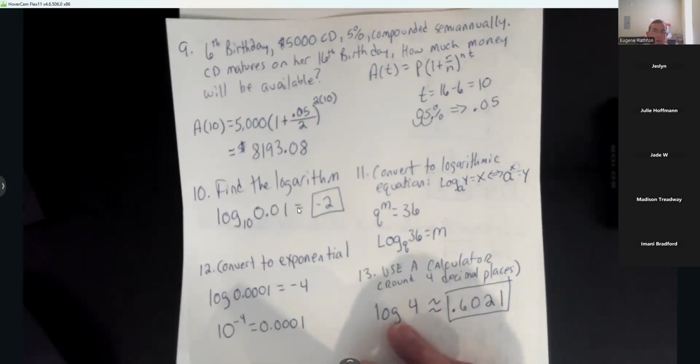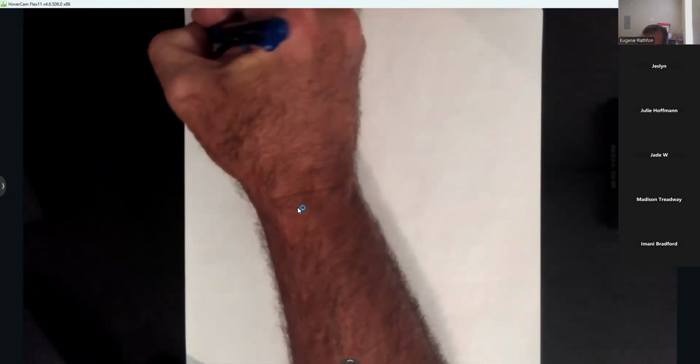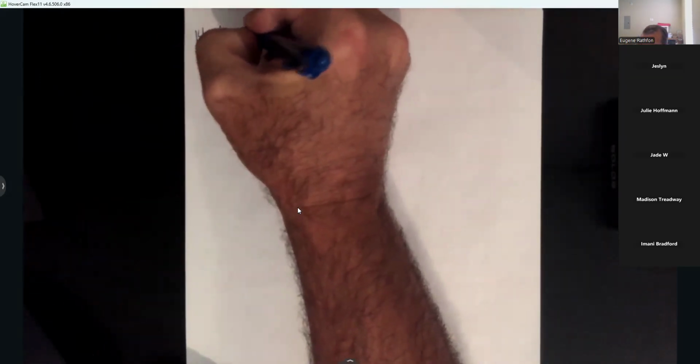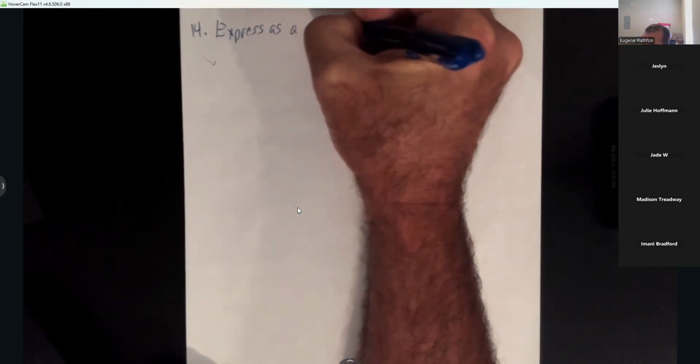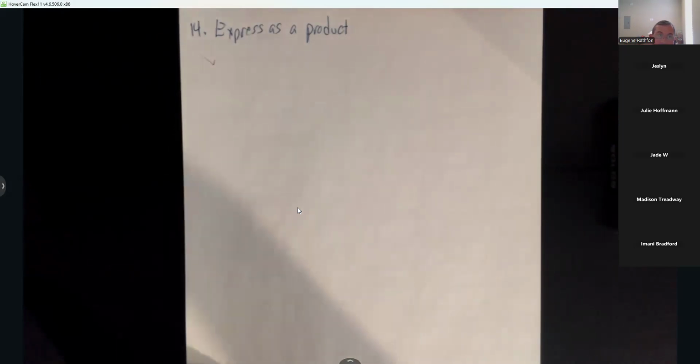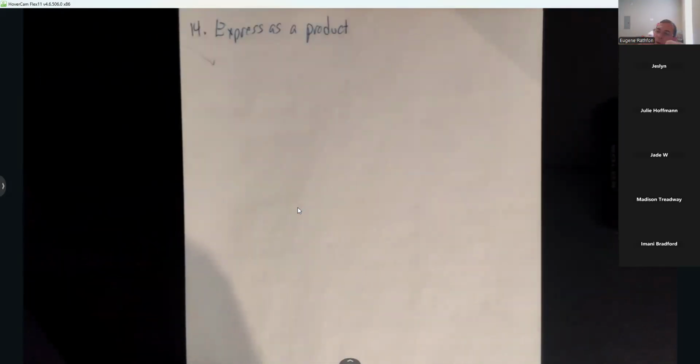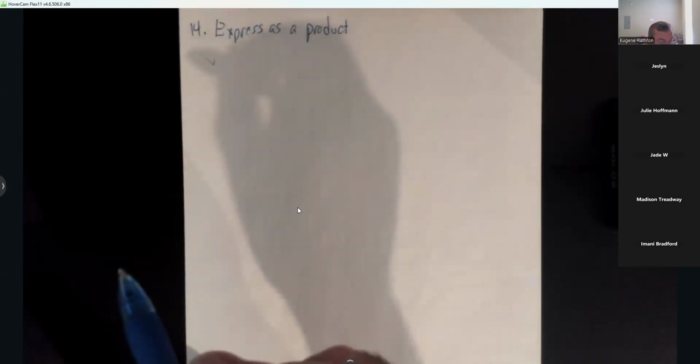All right, y'all, then we're going to start getting into the logarithm properties. So this is what, 14? So for 14, we're going to express as a product. Now, when it says express as a product, all you're doing is bringing the exponent down to the front and rewriting it as a product, okay?